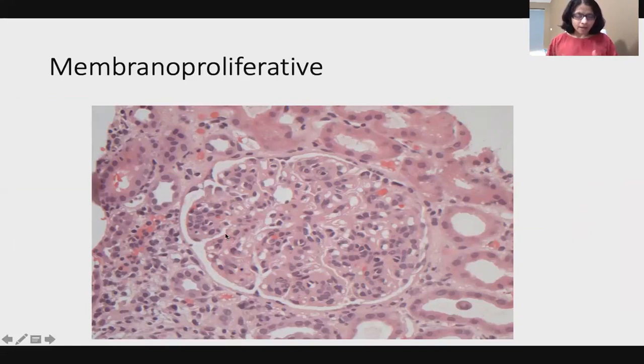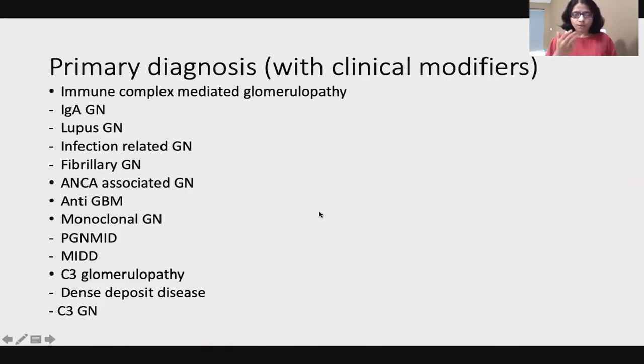So again, we looked at the mesangium, it is expanded and there is increase in cellularity in the capillary loops also. So once we have put the changes that we see under the light microscopy into a particular pattern, we need to come to a primary diagnosis. Now that was, remember, the first need of a nephrologist. So what is the diagnosis?